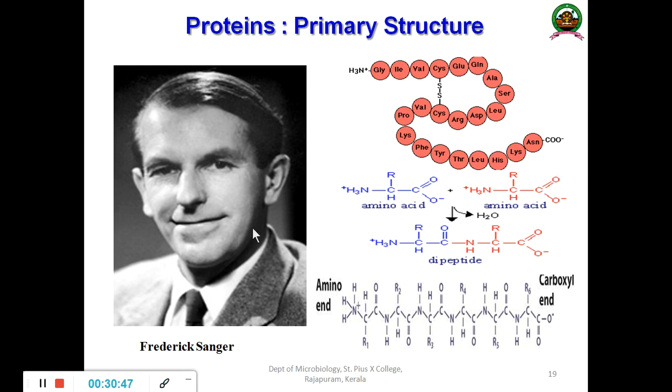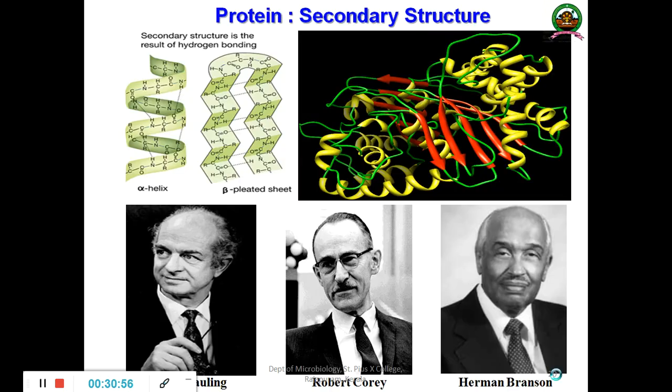Frederick Sanger, when he was just in his 30s, got a Nobel Prize for the elucidation of the primary structural aspect of bovine insulin. Then if you see this primary structure, if it is twisted in a particular axis, additional forces come into the picture.